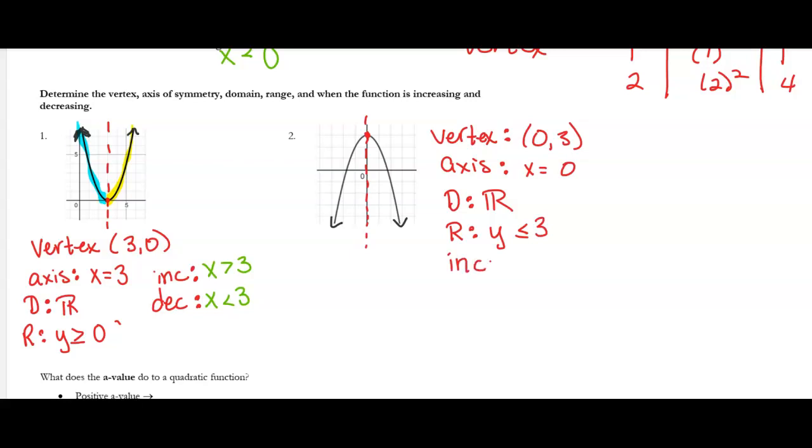And now we need to do our increasing and our decreasing. Okay, so I start on the left always, and look, this time I'm going up. So this one is increasing when x is less than 0. And then now I follow, oops.